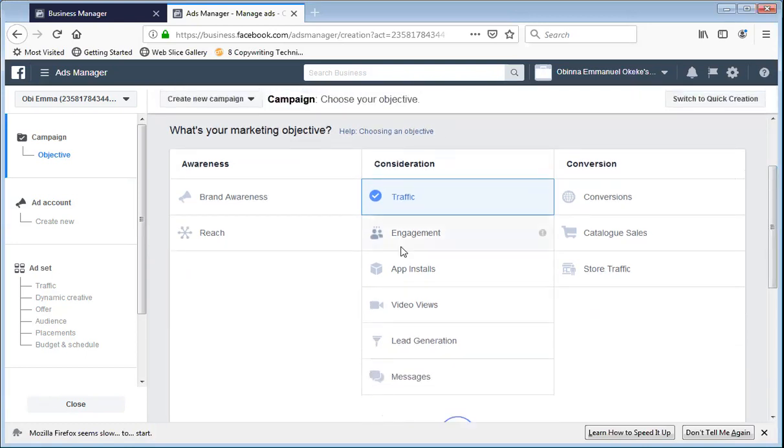When you choose this objective, it means you want people to actually engage with your advert. Engagement could be in form of those that see your advert liking your page or commenting on your page. That's engagement. And what Facebook does is that when you are running an engagement ad, they optimize the ad to be shown to people that engage more.